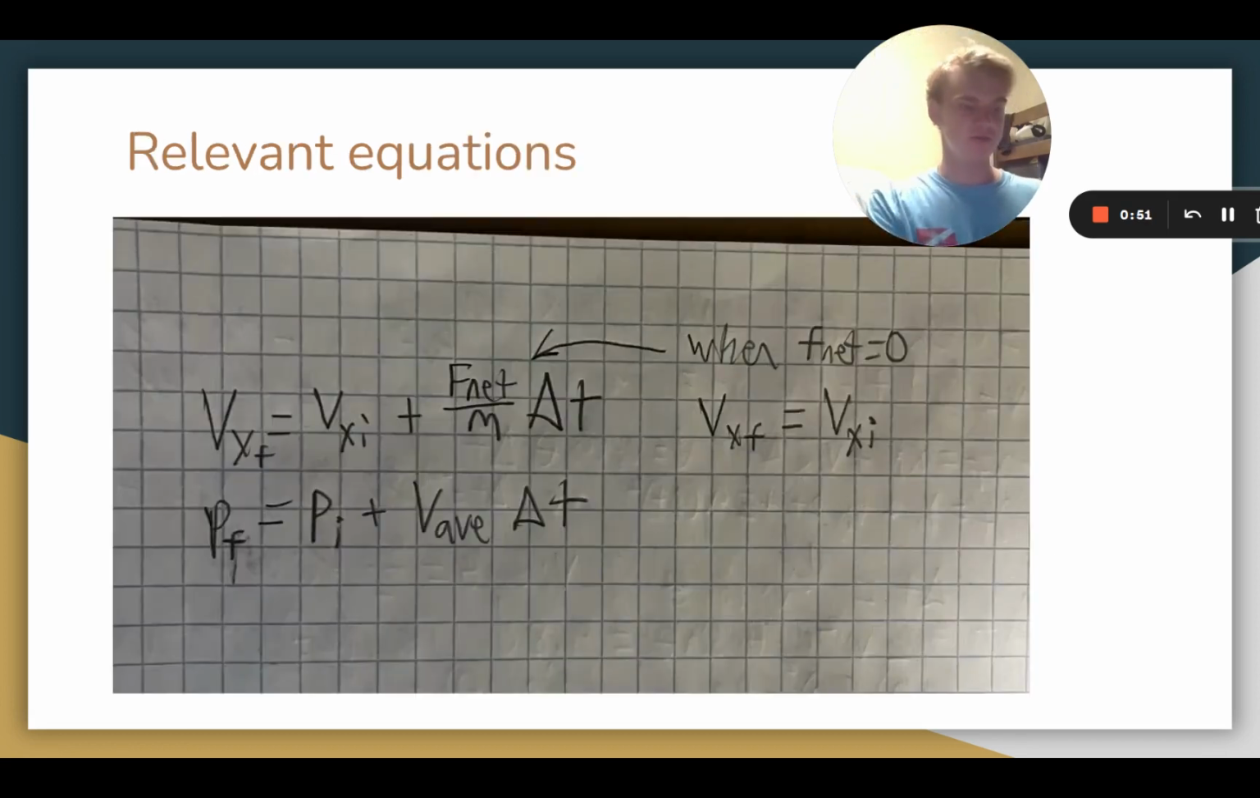Here are our two relevant equations. On the top, we have the final velocity equals the initial velocity plus the net force divided by the object's mass times the change in time. But in our case, we're assuming that the net force is 0, so the final velocity is the same as the initial velocity. And then we have the final position equals the initial position plus the average velocity times the change in time. We use both of these a lot throughout the lab.